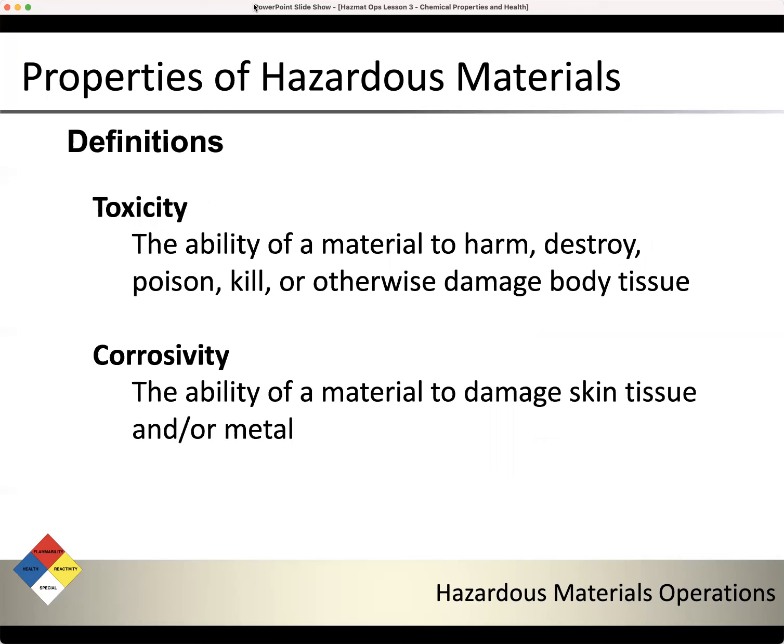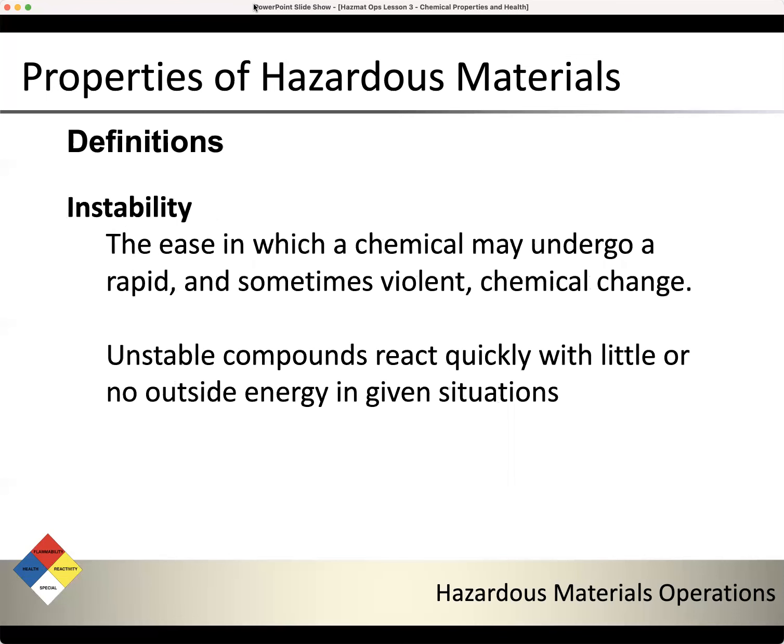Toxicity, the ability of a material to harm, destroy, poison, kill, or otherwise damage body tissue. Corrosivity, the ability of a material to damage skin tissue and or metal. Instability, the ease with which a chemical may undergo a rapid and sometimes violent chemical change. We refer to the unstable compounds. They react quickly with little or no outside energy in given situations.